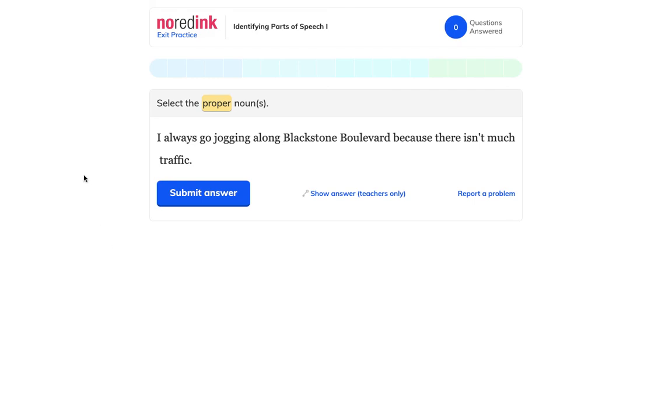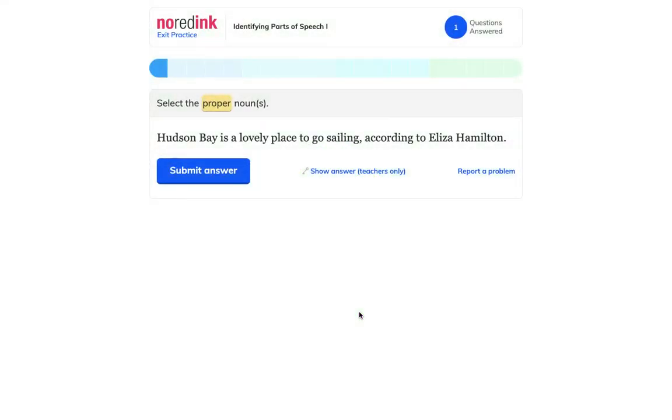So for proper nouns, we are looking for capital letters, but we always want to also double check that it is actually a noun. So I always go jogging along Blackstone Boulevard because there isn't much traffic. Blackstone Boulevard is a specific name of a place. Hudson Bay is a lovely place to go sailing, according to Eliza Hamilton. Hudson Bay is a specific place. Eliza Hamilton is a specific person. They are both capitalized proper nouns.